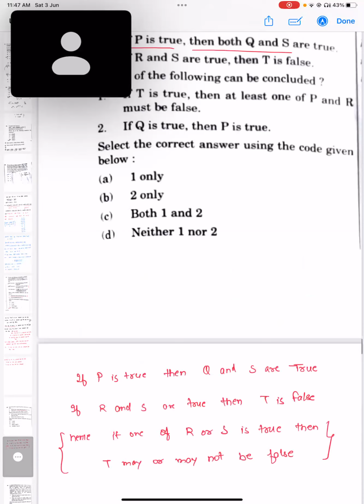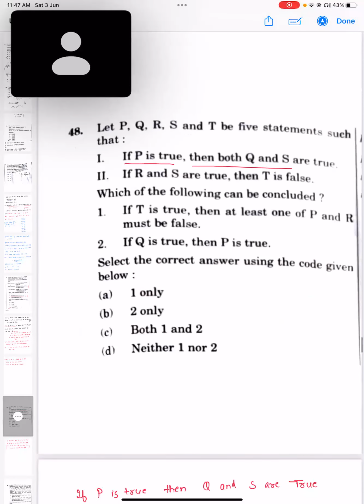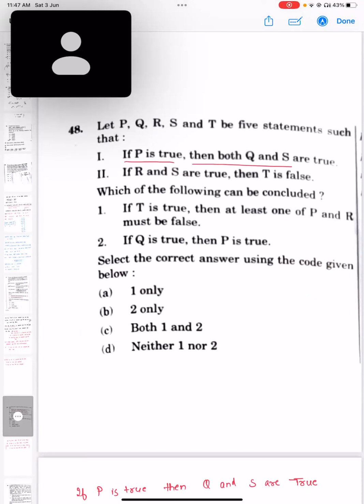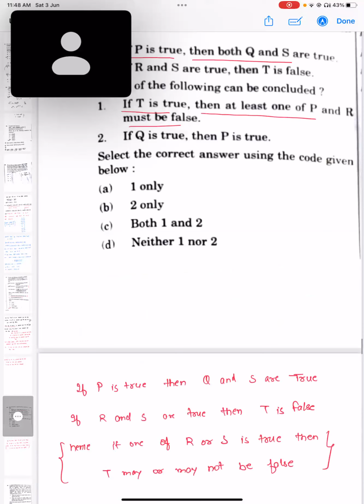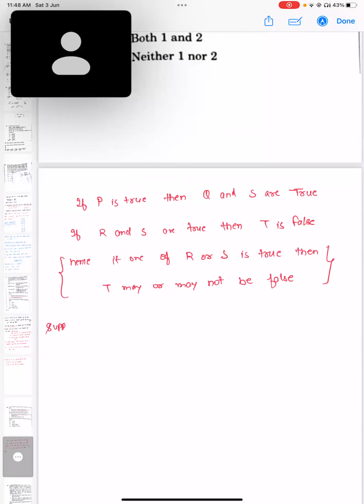Which of the following statements can be concluded? If T is true, then at least one of P and R must be false. It is saying if T is true, then at least one of P and R must be false. Suppose P and R are both not false, or P and R are both true.